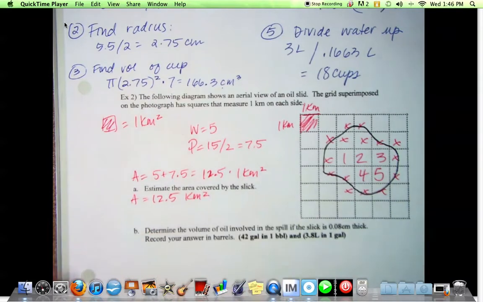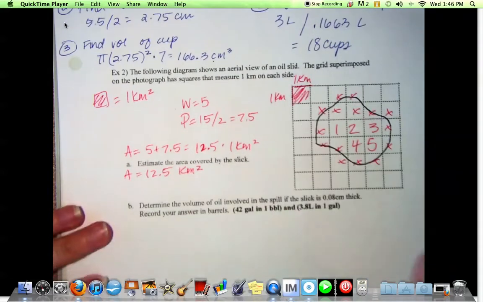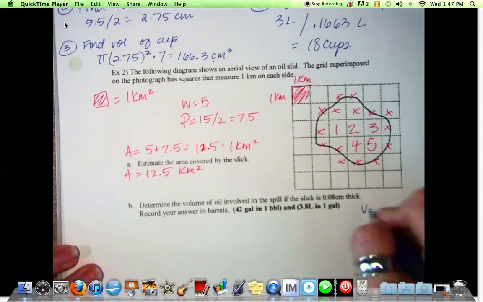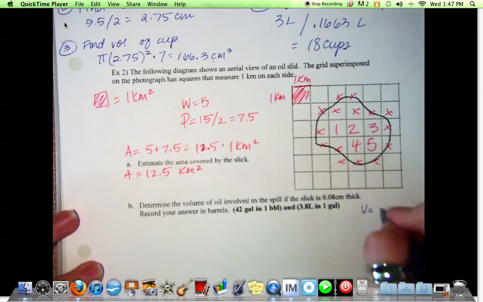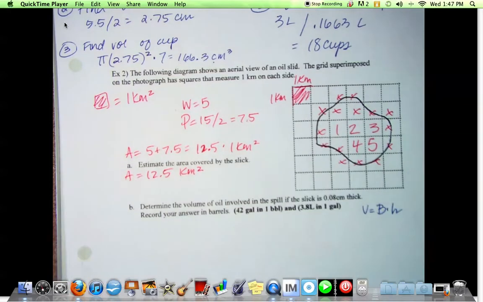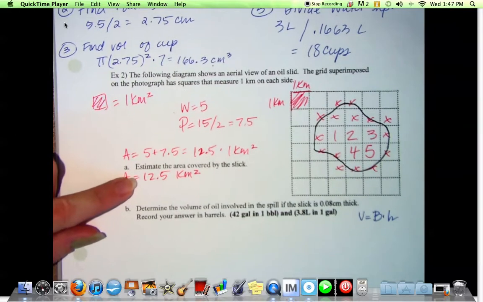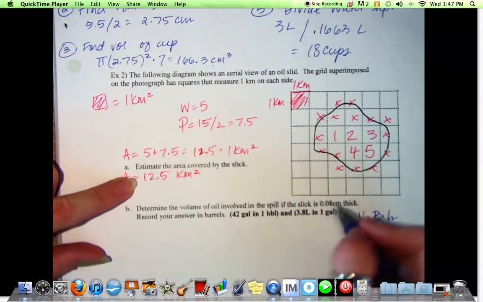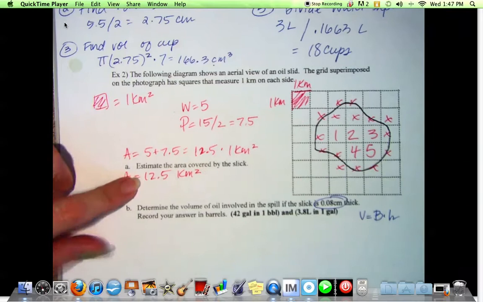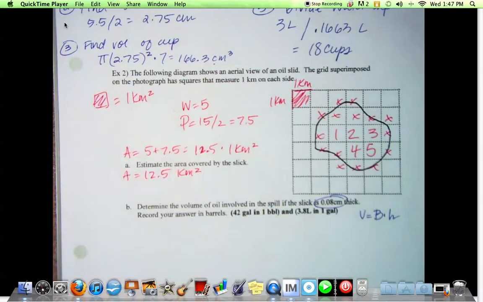Okay, review, we've done this already. Now, part B asks us to determine the volume of oil involved in the spill if the slick is 0.08 centimeters thick. So we find volume by multiplying the area by the height. So the area of my base is 12.5 kilometers squared. What's my height? 0.08 centimeters.